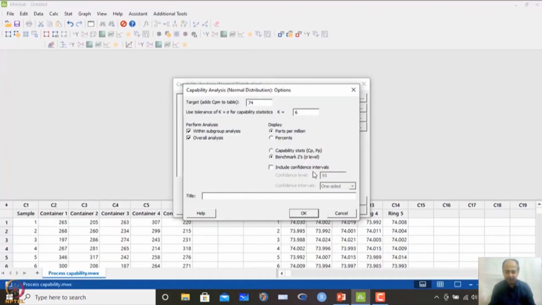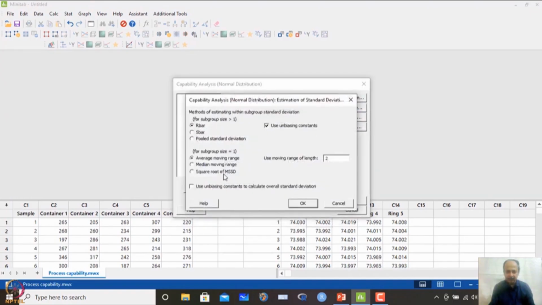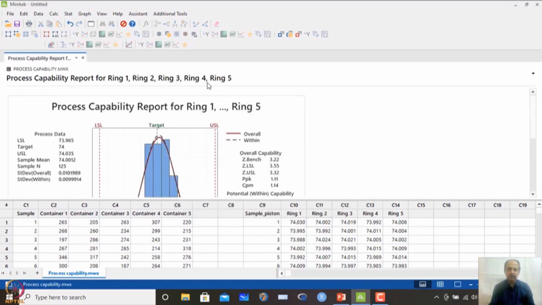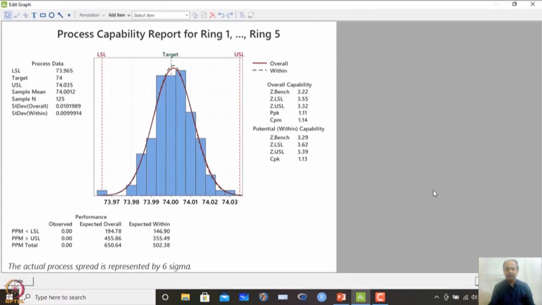What we see is that when I select Z benchmark, sigma level, I click OK over here, and I do not want to store estimation, everything is fine. So, I will click OK and I will click OK, and then MINITAB will report the statistic what you see. It has reported the Z LSL, how much is the fallout, and the corresponding Z value is 3.55, Z USL is 3.32, and when you convert all the defects in one direction, the Z benchmark value comes out to be 3.22, and assuming that this is overall capability, and this is within capability what you see.